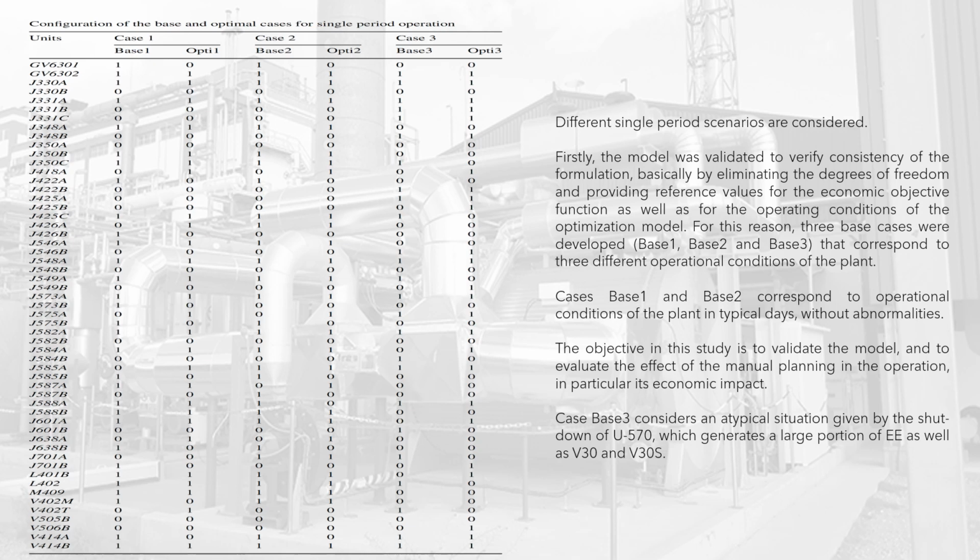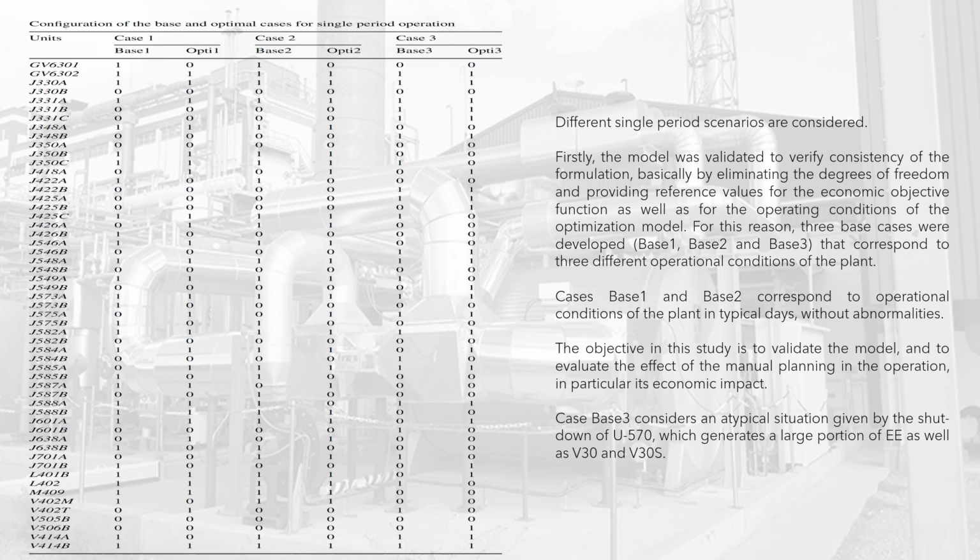Firstly, the model was validated to verify consistency of the formulation, basically by eliminating the degrees of freedom and providing reference values for the economic objective function as well as for the operating conditions of the optimization model. For this reason, 3 base cases were developed: Base 1, Base 2 and Base 3, that correspond to 3 different operational conditions of the plant.